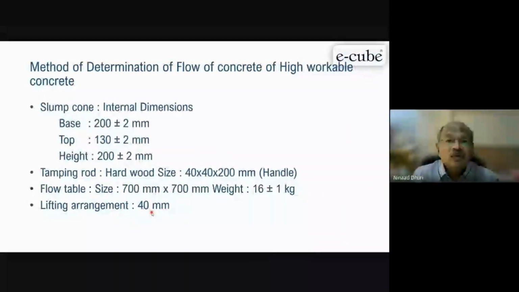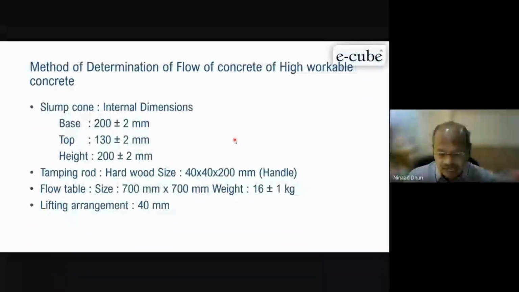Then there is a flow test. Now, when you are using an admixture like PC admixture, polycarboxylate ether, called PCE, we require a more workable concrete, highly workable concrete. Now, whenever there is a slump of more than say 180, 200, it's very difficult to test by the slump test itself. So a flow table test is given in the IS code.